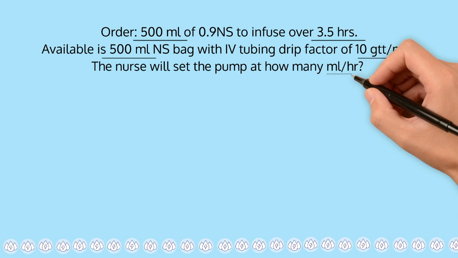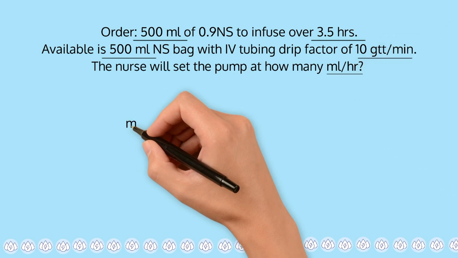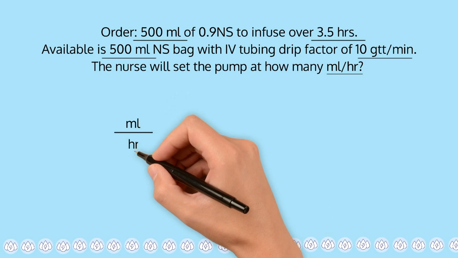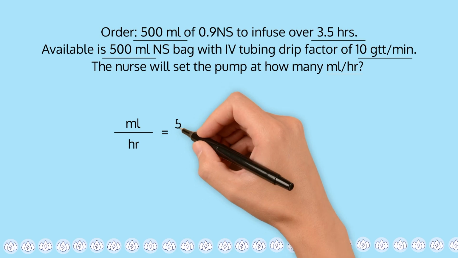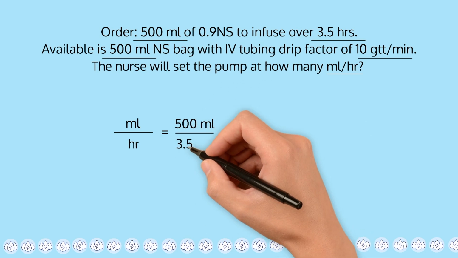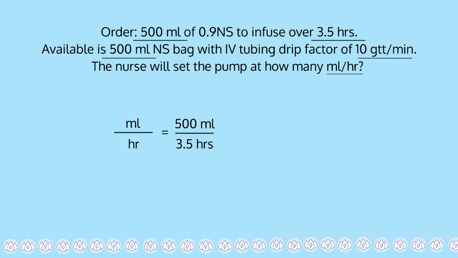So let's set up our equation first. We're looking for mLs per hour equals. Well, we know that there's 500 mLs and we're infusing it over 3.5 hours. So for this actual question, we don't need the drip factor, the drops per ml. It's added extra distracting information. So when using dimensional analysis, the best part about it is that you can get rid of all the distractors because what you're looking for at the end of the day is just what the question's asking.